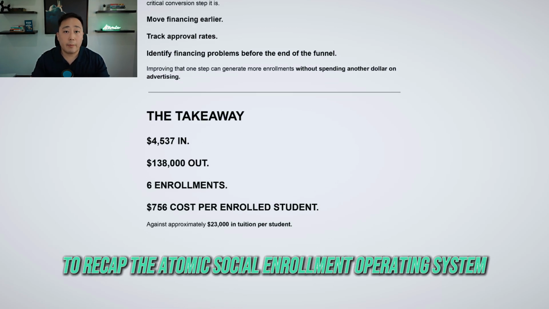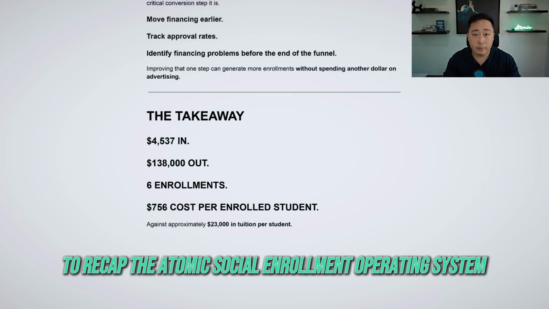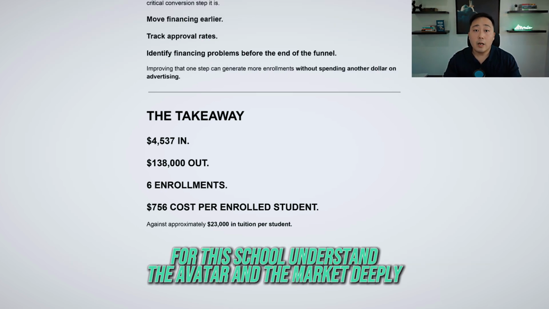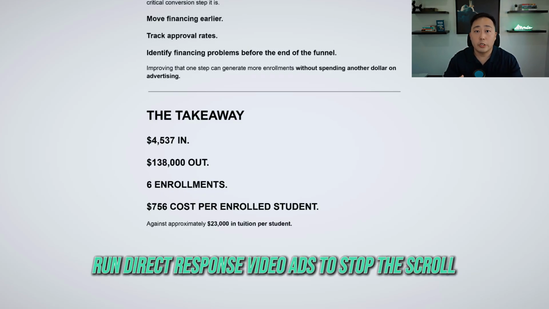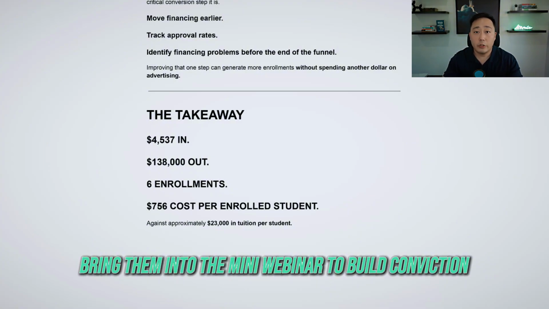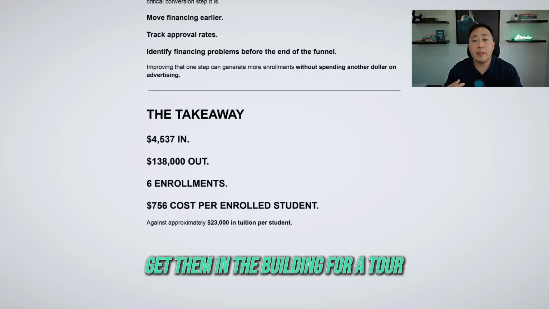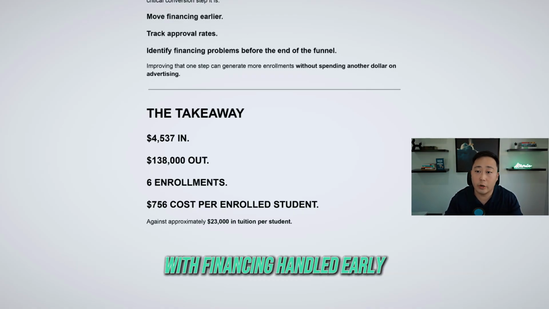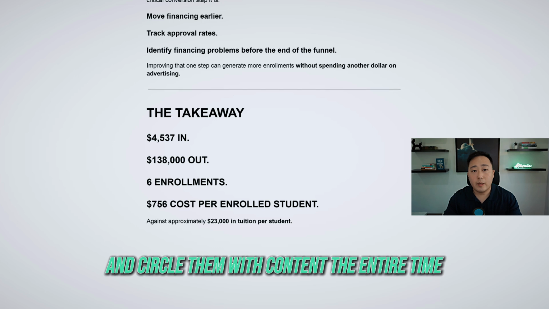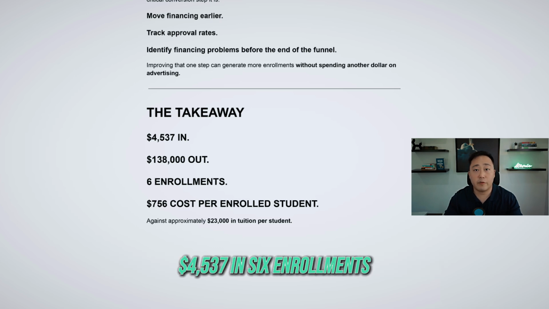To recap the Atomic Social enrollment operating system for this school: understand the avatar and the market deeply. Pull out the strongest value propositions. Run direct response video ads to stop the scroll. Bring them into the mini webinar to build conviction. Get them on a short call, get them in the building for a tour, move them into the application and enrollment process with financing handled early, and circle them with content the entire time.